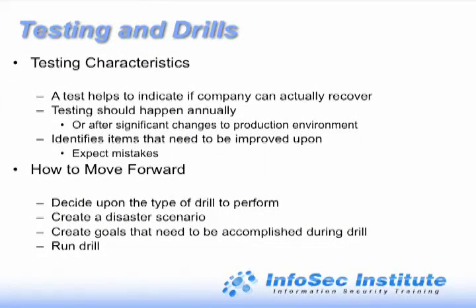Okay, characteristics. A test basically helps indicate if a company can actually recover. Tests should happen at least annually. If it does not happen annually, then a lot of people are going to forget how to do things. For example, you're going to have a lot of holes. If you have one admin in your group, let's say out of 5 people, that actually knows how to deal with the data recovery or the data backups, that's going to be a huge problem, especially if that individual is out of the loop. They either have to go home to the family or are potentially, God forbid, killed in the incident. Okay, identify the teams, items, and individuals that need to be improved upon.